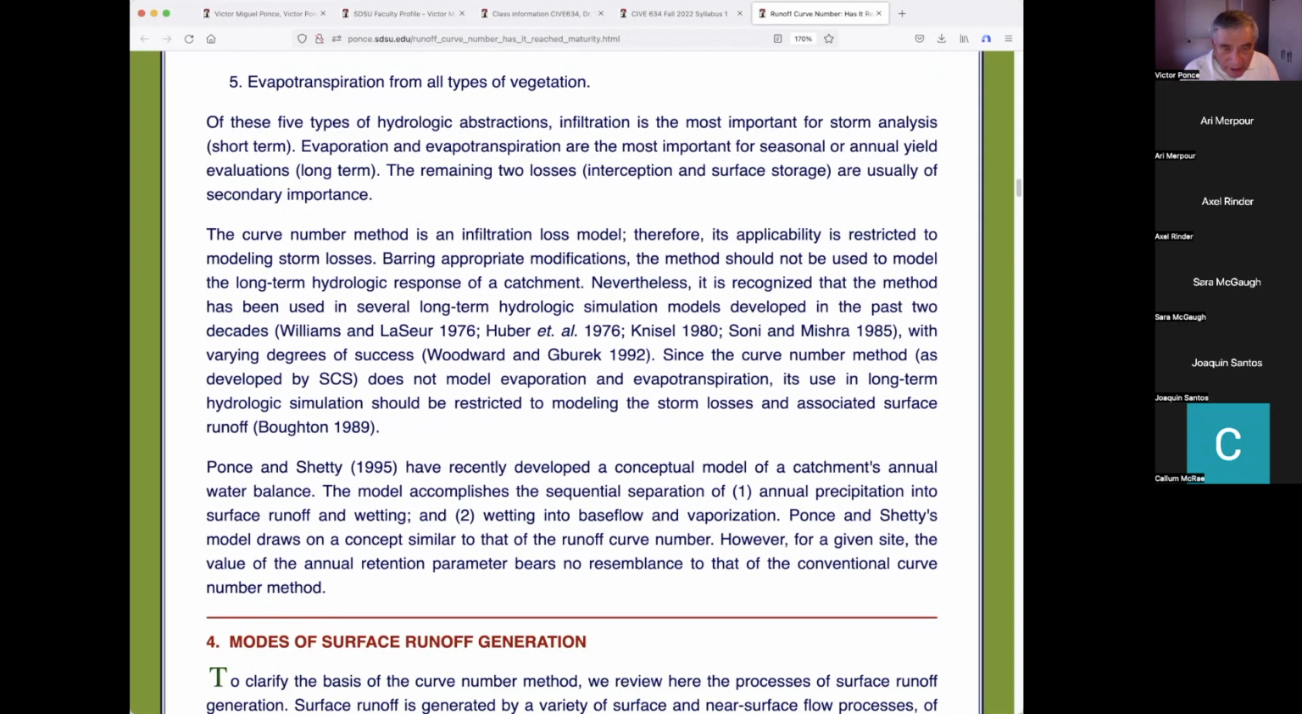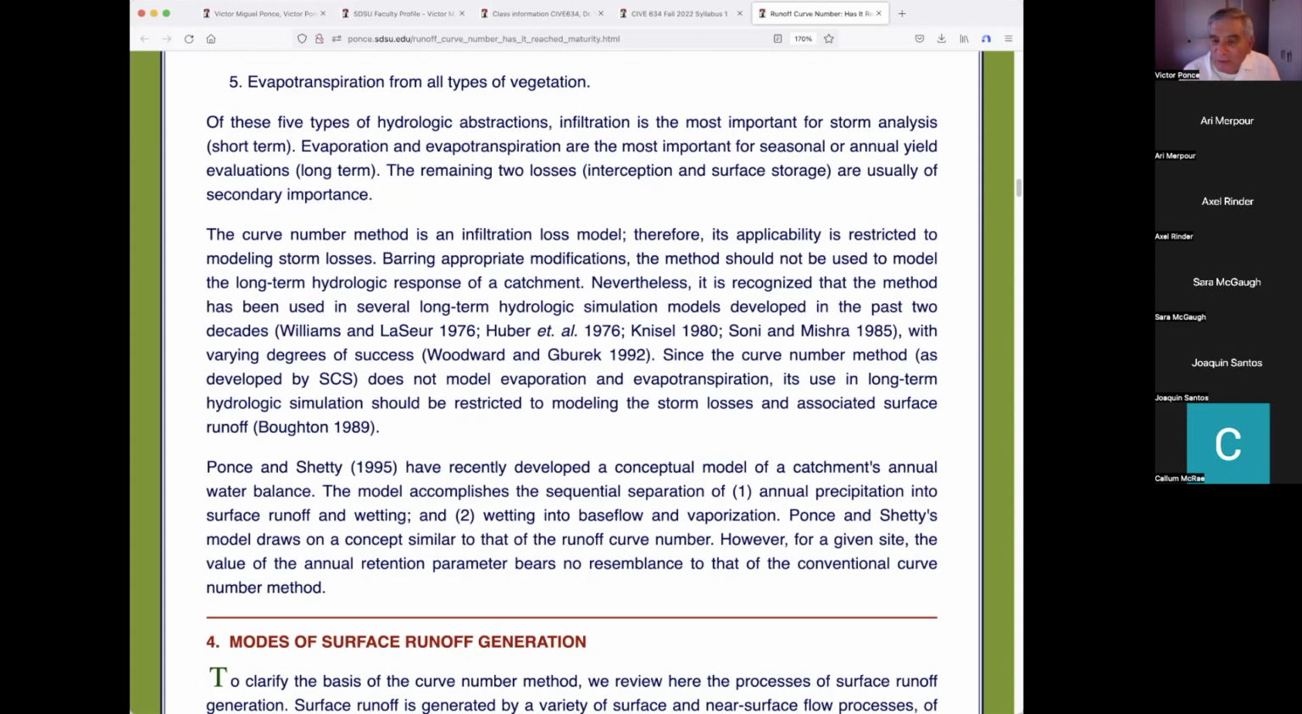The curve number method is an infiltration loss model. If it's infiltration, the focus, and that's exactly what it is. Therefore, its applicability is restricted to modeling storm losses, meaning short-term, meaning event. Short-term, storm, that is the same thing. Without modifications, the method should not be used to model the long-term hydrologic response of a catchment.